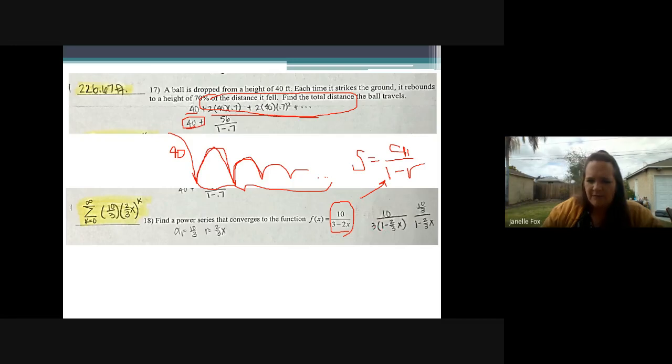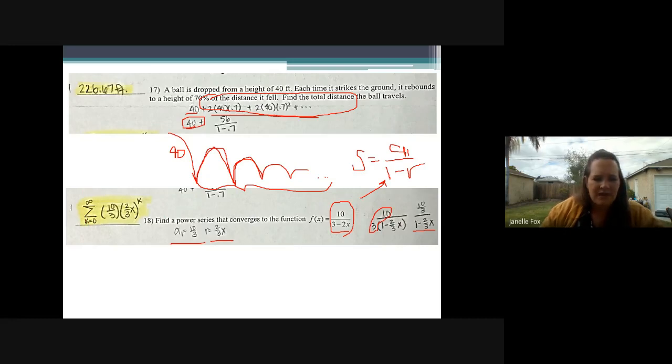So the bottom became a 3 times a 1 minus 2/3 x. And then I went ahead and just made this the entire numerator. So then this 1 was isolated on the bottom. So it became a 10/3 and then 1 minus 2/3 x. And now everything's in its right spots. Okay. The first term was a 10/3. The R is now 2/3 x, and that's what I go ahead and write with my sigma notation.